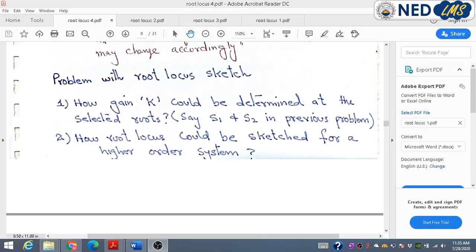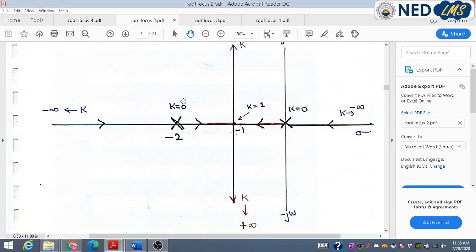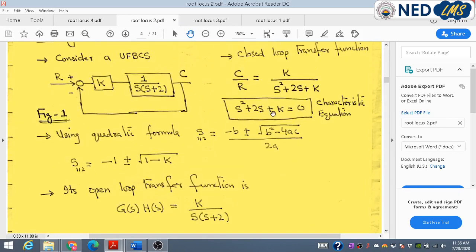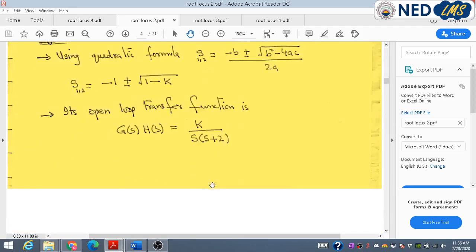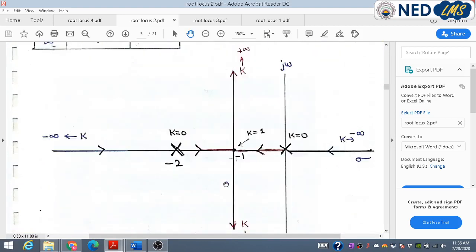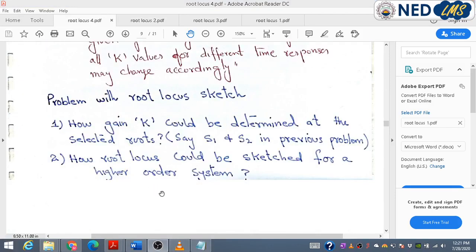And the second problem: how would we be able to sketch the root locus for a higher order system? Because in the previous problem, the system was second order, and by using the quadratic formula we are able to find the roots of the system at different values of k in the positive or negative range of the controller, and these roots can be plotted on the sigma j omega plane in an easier manner. But that would not be the case for a higher order system. Okay, now here we go to address these two problems.